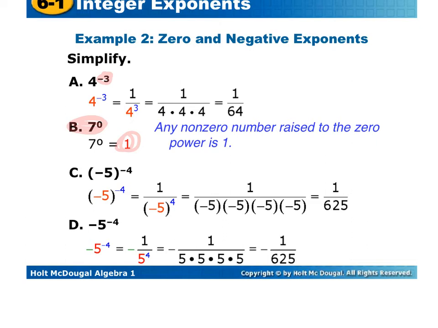Now, here again is the question with the negative base and the negative exponent. Notice both C and D look very similar. The difference is C has parentheses, and it's holding that negative sign with the number. But on D, the negative sign in front of this 5 is dropping in front of the answer, and then you evaluate. So C gives you a positive 1 over 625, but D gives you a negative. So be careful with the negatives.